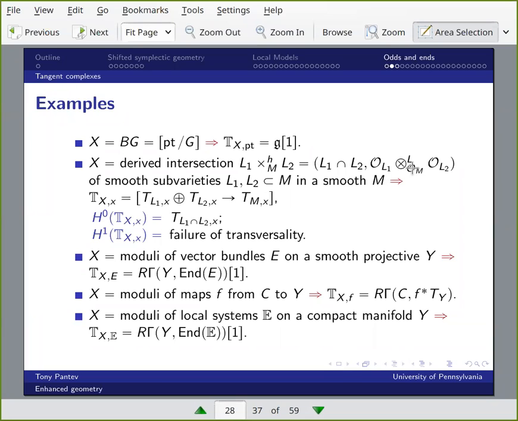And so the tangent complex to the non-transverse intersection actually has two pieces. One is the sum of the tangent spaces to the guys we're intersecting, and the other is the tangent space to the ambient variety, and we look at the map between them. So it's a complex that has two terms, one sitting in degree 0, the other sitting in degree 1, and the cohomology in degree 0 is just the Zariski tangent space to the intersection. But there is a cohomology in degree 1, which is the failure of transversality of the intersection. And so this tangent complex actually remembers both of them.